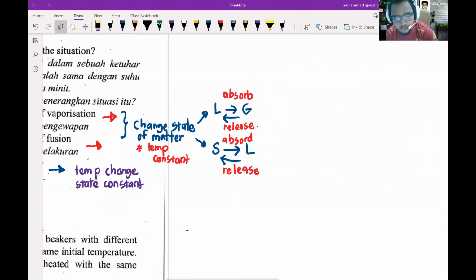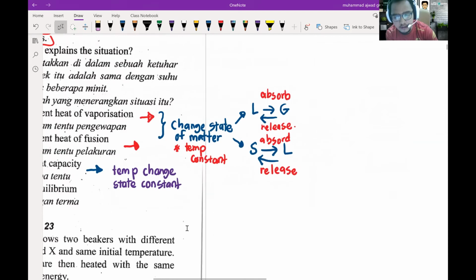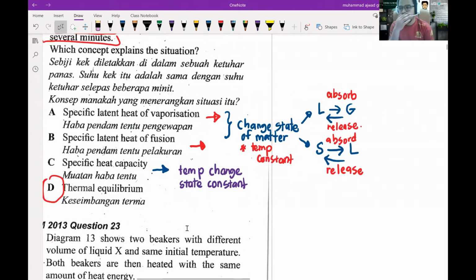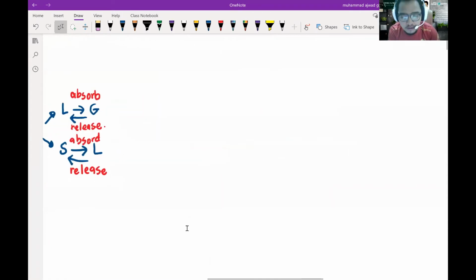Okay. So korang jangan keliru dengan the process. Ni nama dia punya. This is the name for the heat. Okay, kalau dia absorb for the purpose of changing state or dia release for the purpose of changing state, it will be latent heat. Okay, kalau dia absorb or release of heat for the purpose of changing temperature, kita panggil dia specific heat capacity. Okay, so kalau proses dia macam ni.